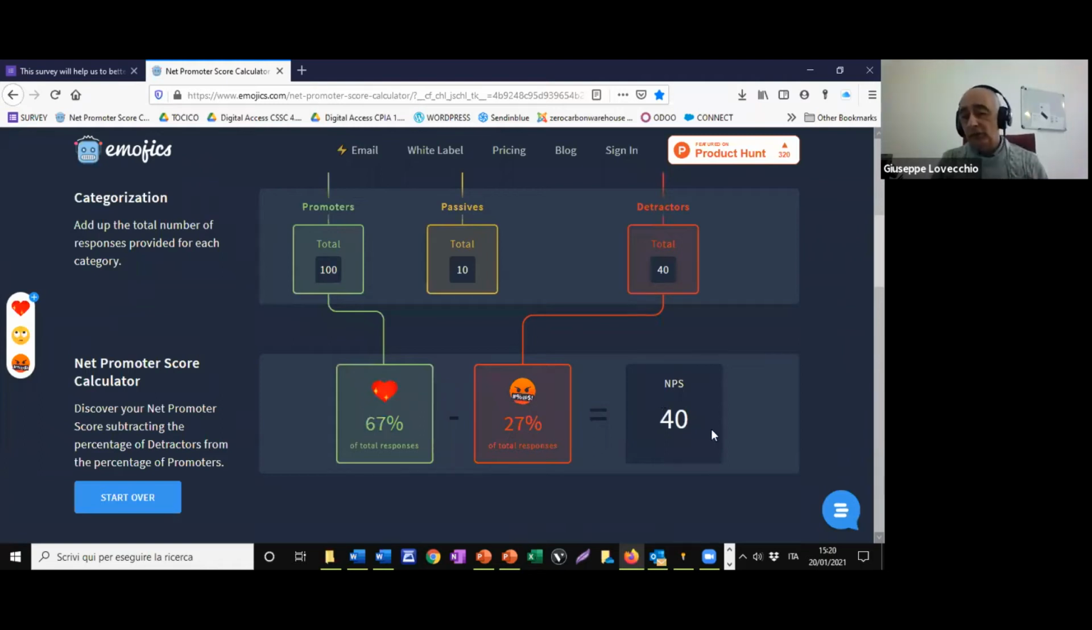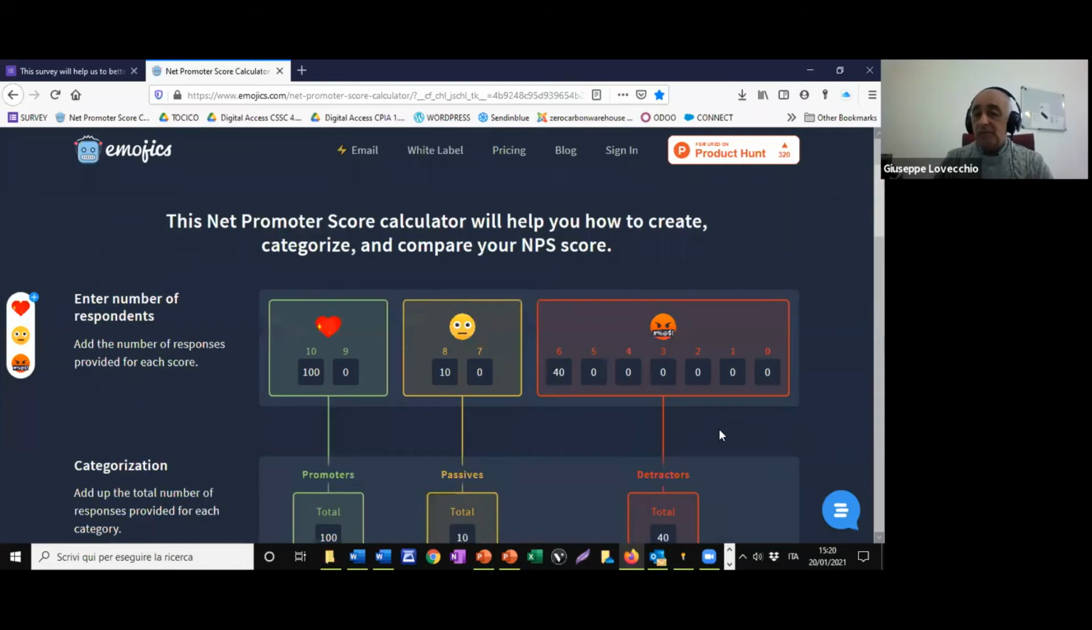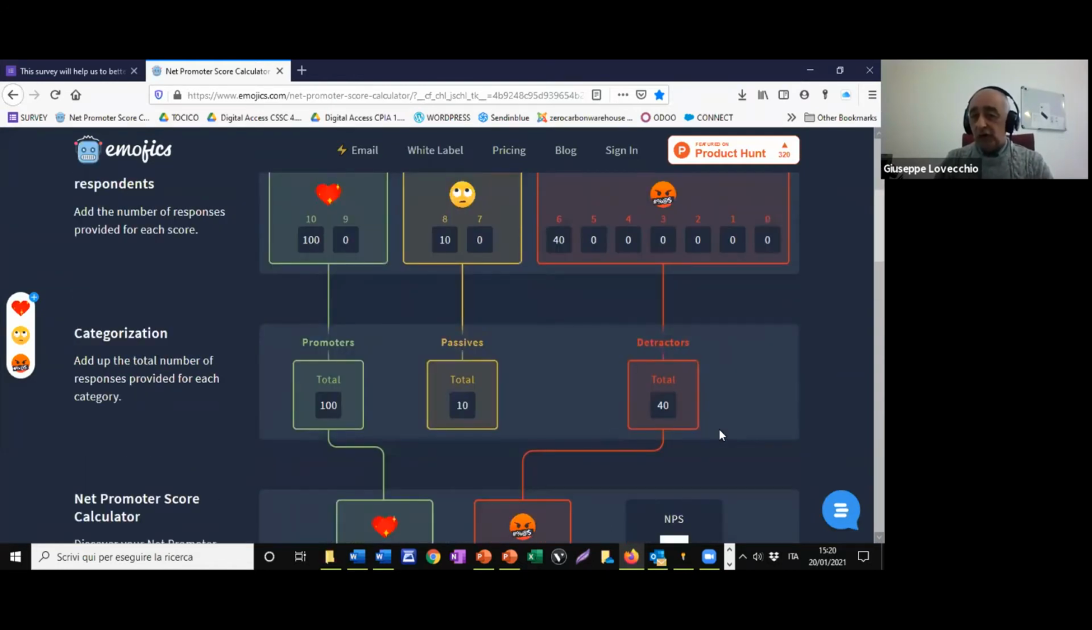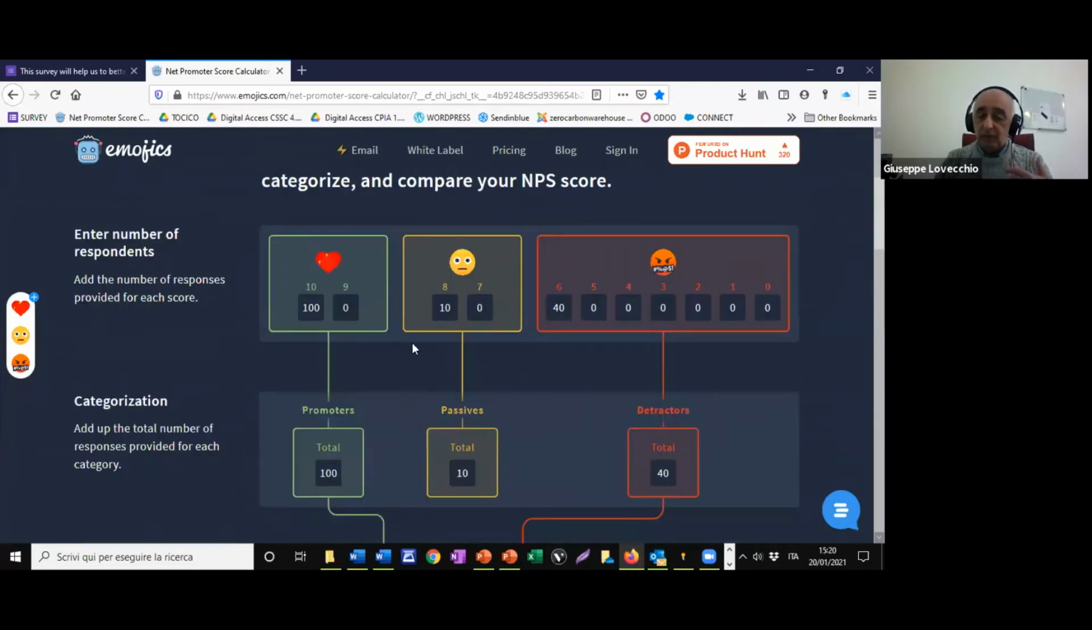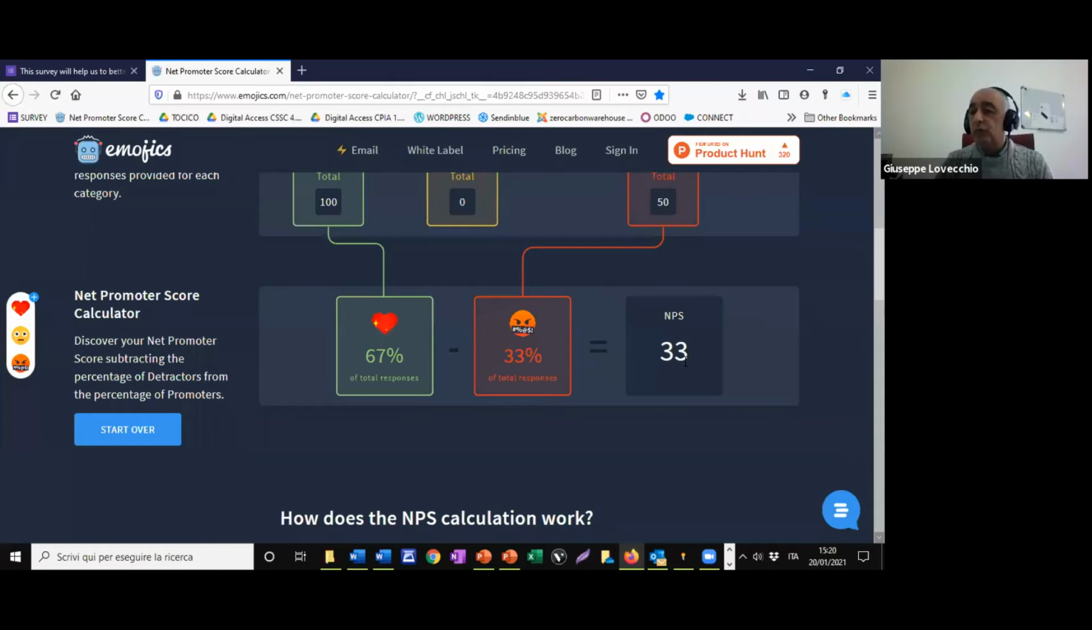67 minus 27 is 40. So 40 is the Net Promoter Score that gives us the response of the customer to a service or to a product. For example, if I don't have passives, I put here 0, and this 40 becomes 50, and of course the Net Promoter Score will decrease. We pass from 40 to 33.